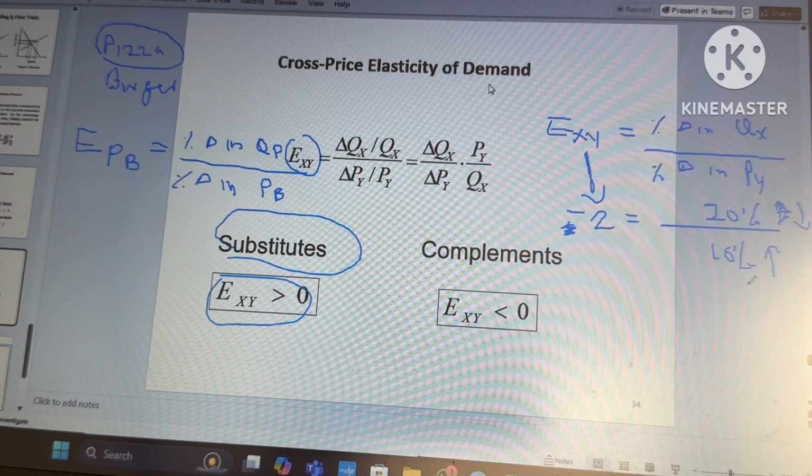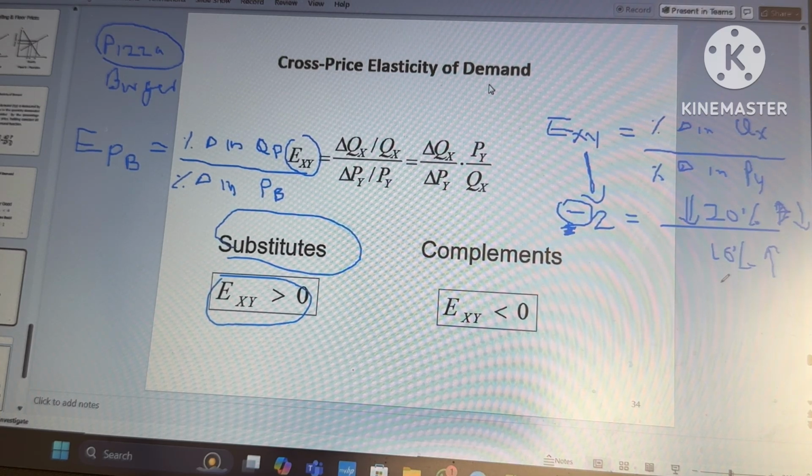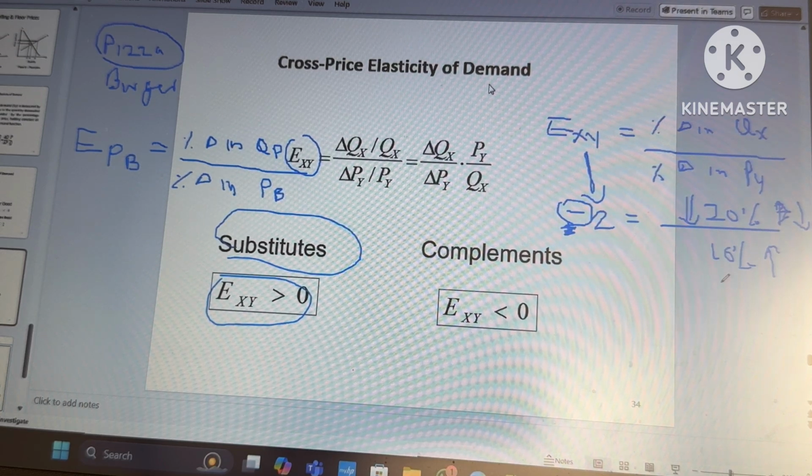Somebody else can try? If the price of Y increases by 10%, the quantity demanded of product X will come down by 20%. This is coming down, otherwise we won't get the negative sign here. As the price of Y increases, the quantity demanded of X is coming down. What kind of relationship is there between the two? Negative.